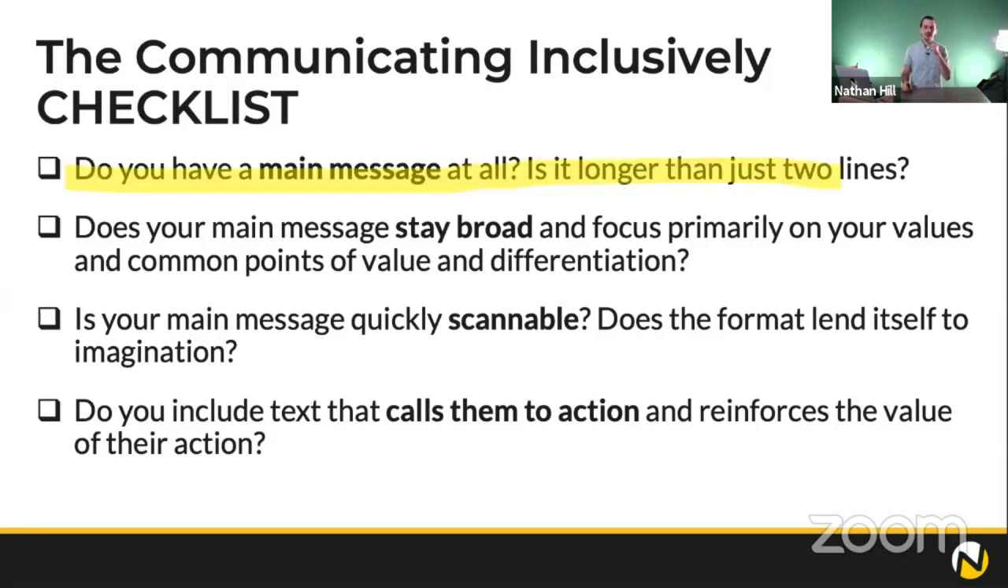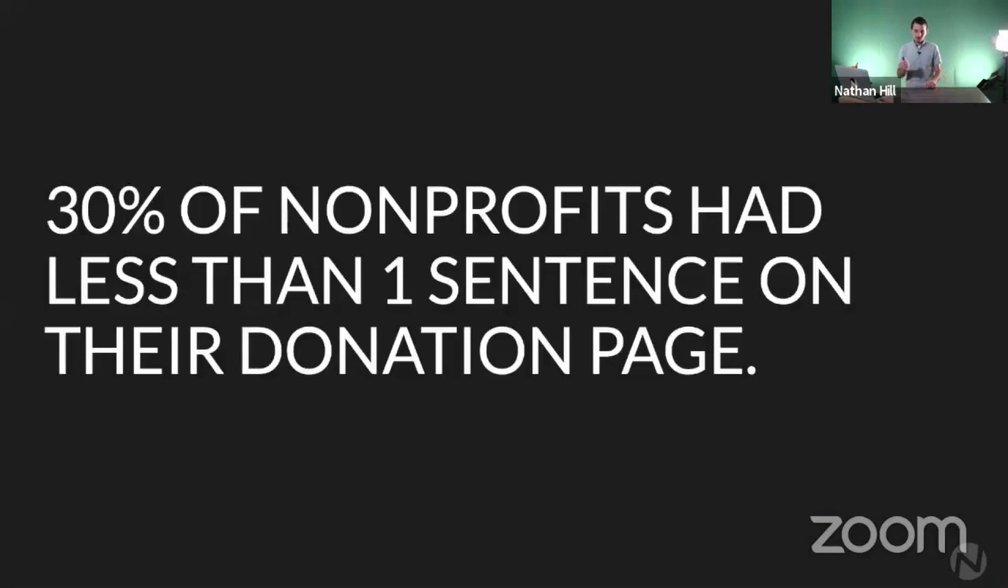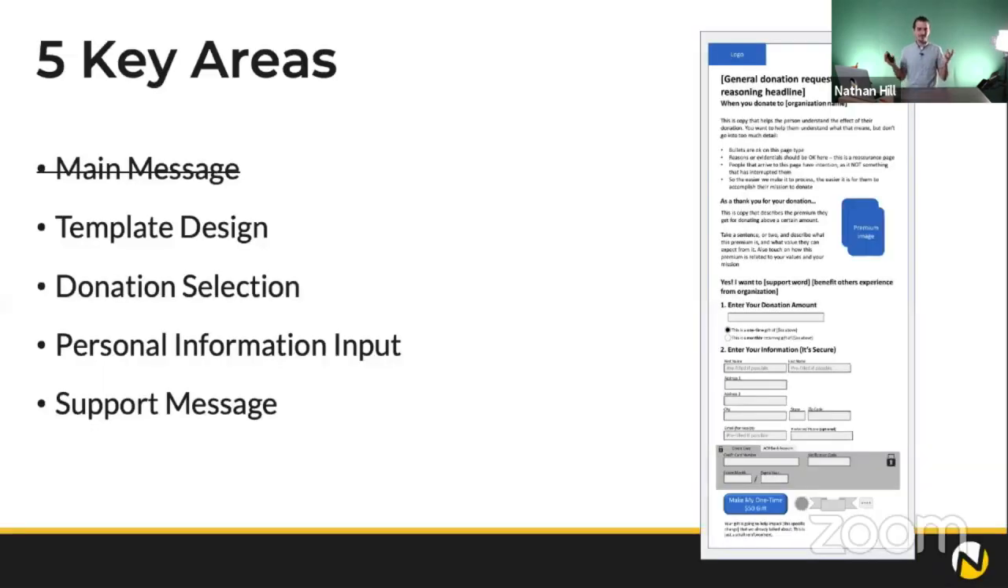If you're going to do one thing out of this, make sure that you have copy on your page communicating why they should give to you rather than some other organization or not at all. Interestingly enough, 30% of nonprofits had less than 1 sentence on their donation page when we went out and did that study. So 1 in 3 organizations, it could be you. Maybe take a look at your page today and see if you have copy or enough copy. That's the main message. You're through number 1 of 5, and we're going to keep rolling.